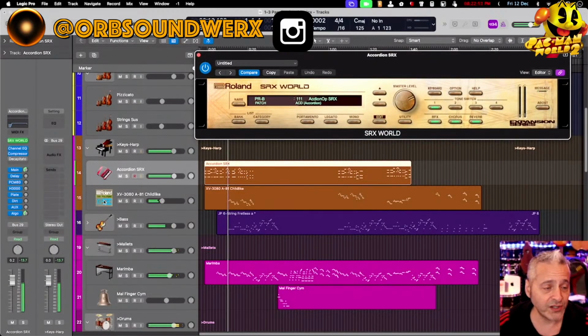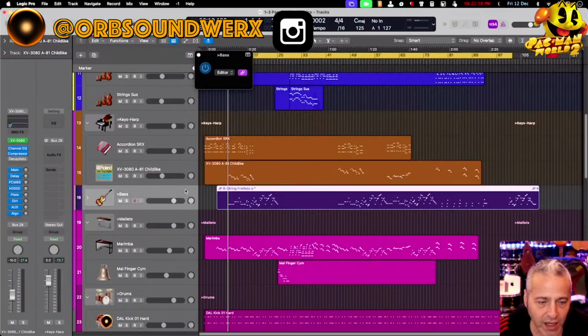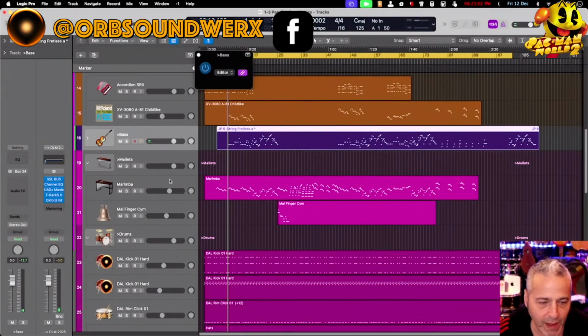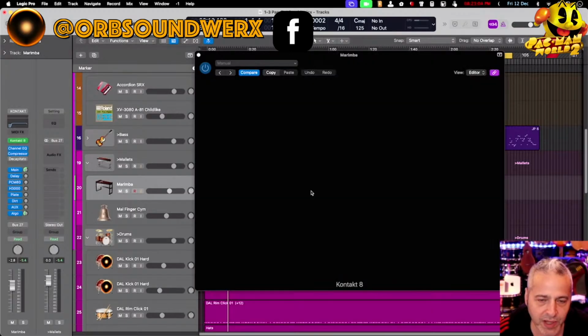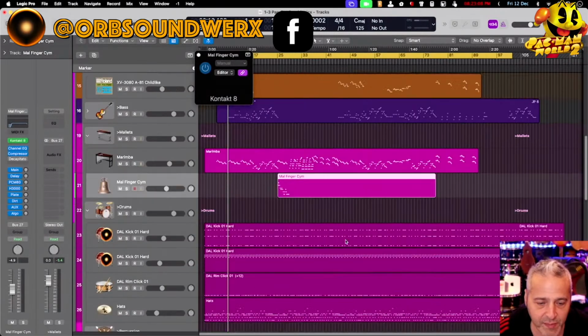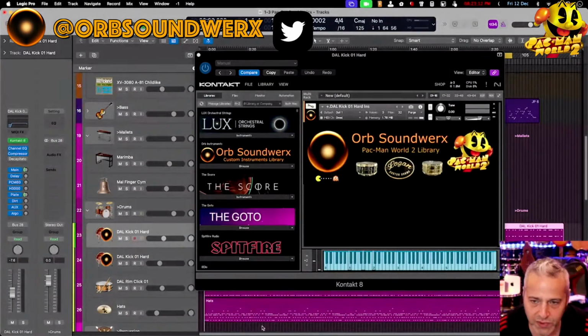And probably I should go back and try and figure out which accordion it was. But anyway, we have Childlike again. We have the same 6-string fretless bass. The marimba, probably the Miroslav, if I'm not mistaken. We have the Mal Bell. And then we have some of these drums.